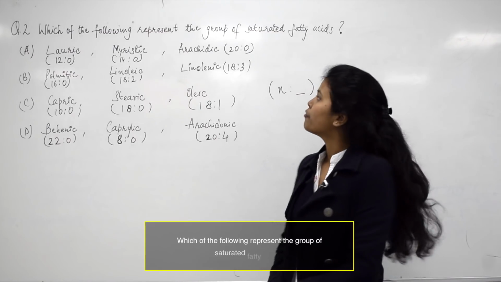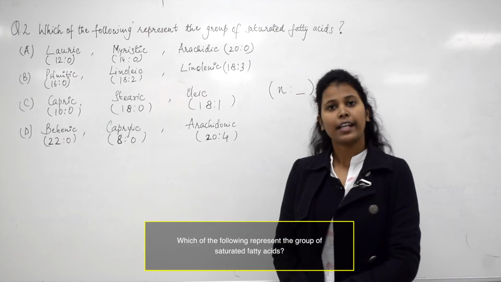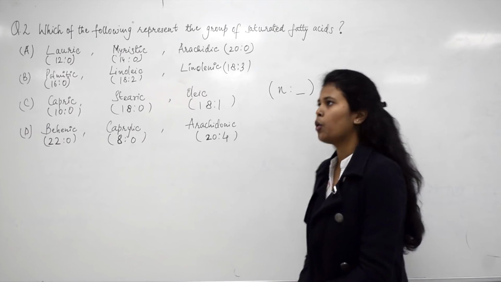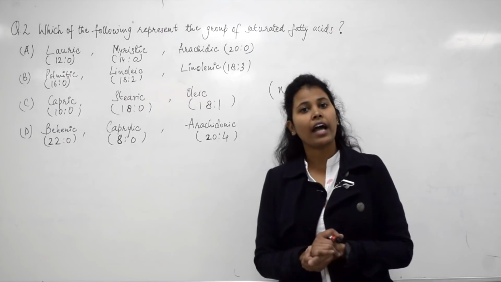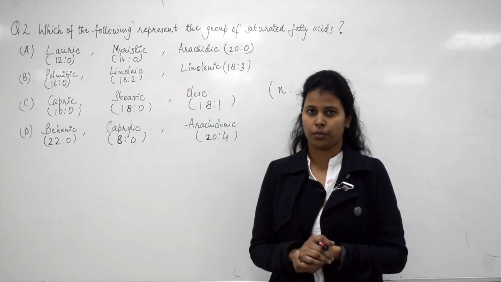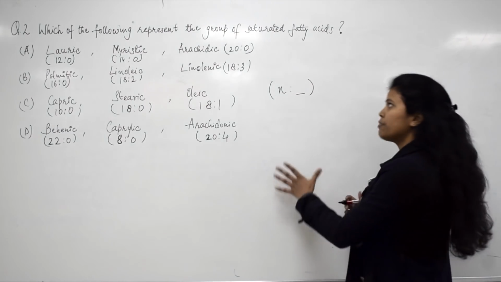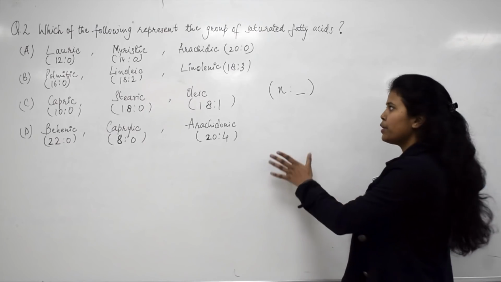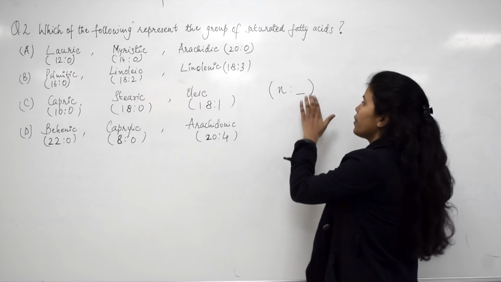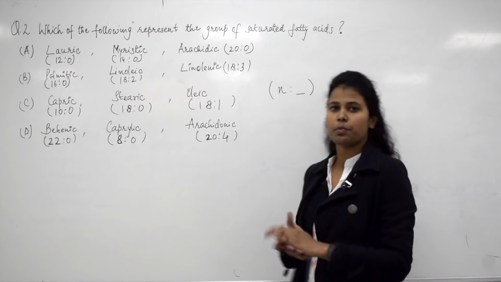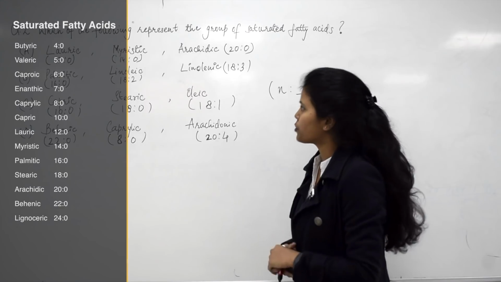Question number 2. Which of the following represents the group of saturated fatty acids? First of all, what are saturated fatty acids? Saturated fatty acids are the ones which do not have any double bond or triple bond in their structure. And all the fatty acids are represented by a simple notation: first writing the number of carbon atoms present in them, and then writing the number of double bonds or triple bonds present in them. Now let's look at the options given.